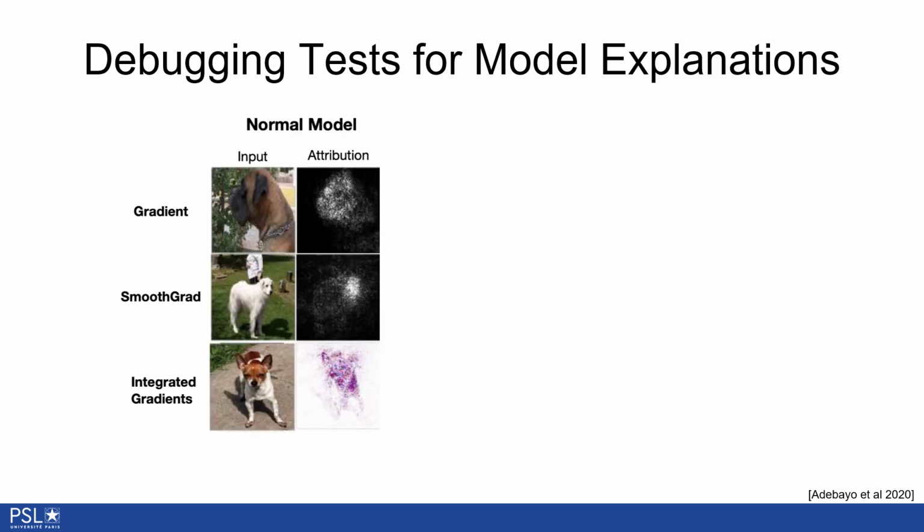To compare different types of explanations, the subjects were given saliency maps generated by different methods introduced in Lecture 9: vanilla gradient, smooth grad, and integrated gradients. These panels show three examples of inputs to the model and saliency maps produced by the three different methods based on a normal model without bugs.